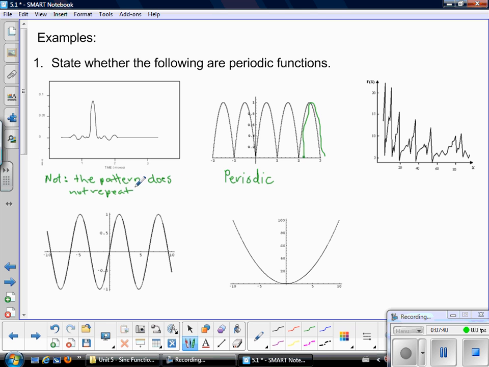Now, if I look at the next one, it's got highs, lows, highs, lows. There is some kind of periodic pattern with those spikes. However, the amplitude keeps changing, so we say that it is not periodic. One of the reasons is that the amplitude changes, and it looks like the period changes as well. The length of this period is different than, for instance, this length. So it's not periodic because the amplitude changes.